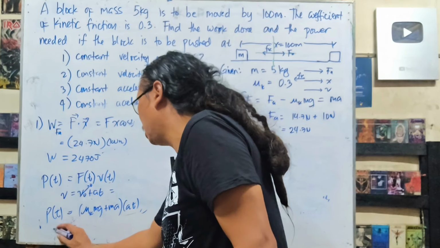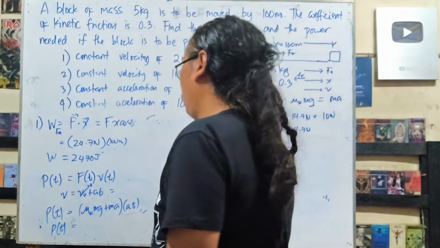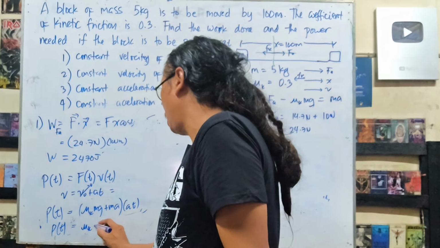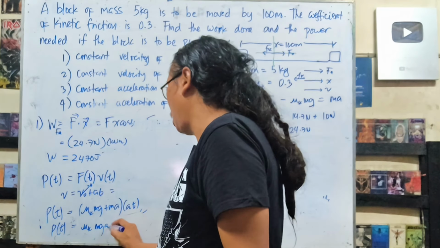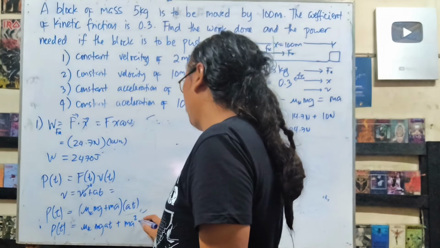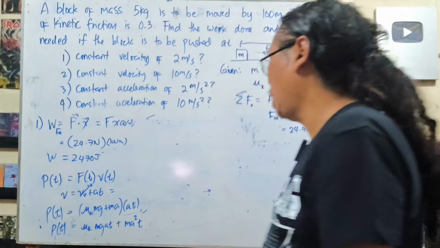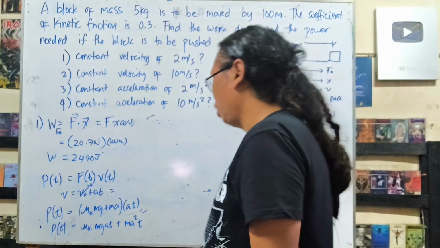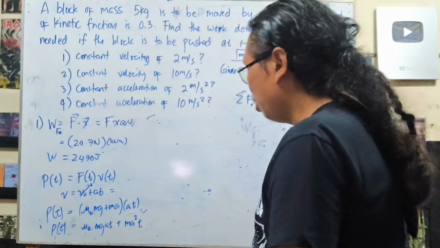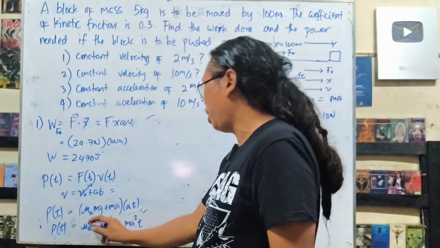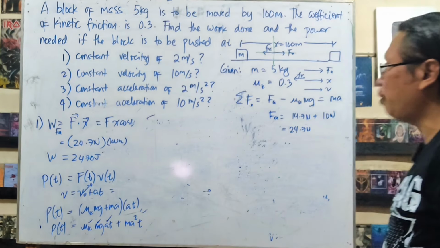So this is our P of T. It's a function. Okay? So this is mu K mg plus ma squared t. Okay, that's our P of T. It's actually a linear function of time. Okay, or this will do. You just put numbers to this. A is given, M as well, and that. So you can solve that. That's our P of T.